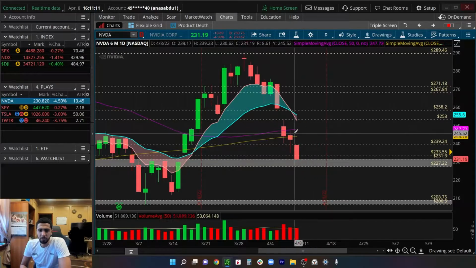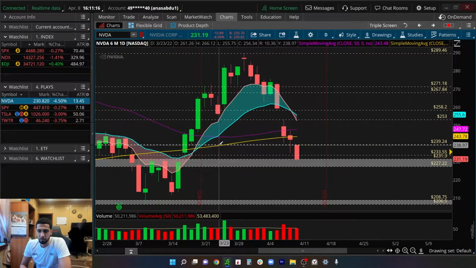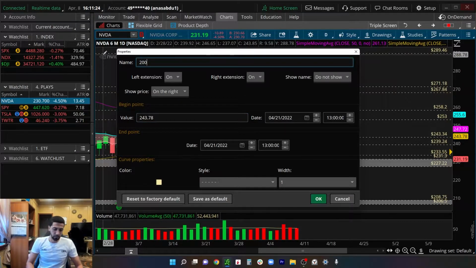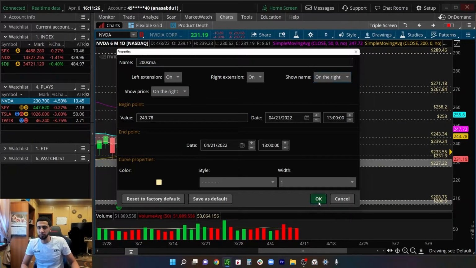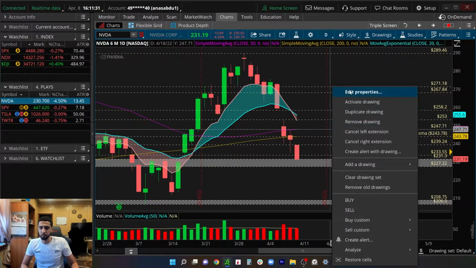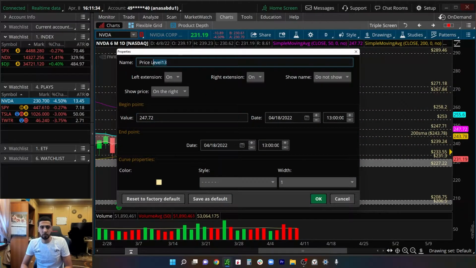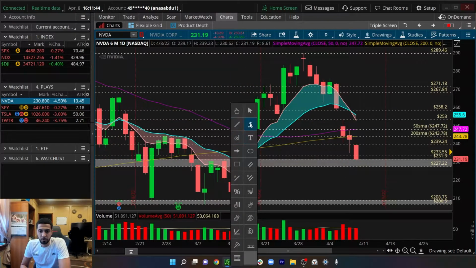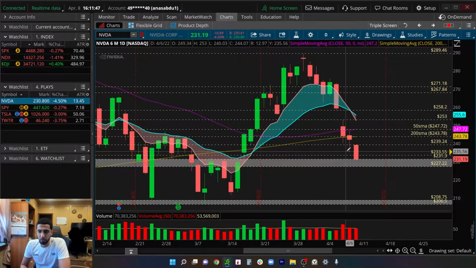Other key levels that I love watching are moving averages. So what I'll do is, if you have this right here, 243.78, that's my 200 SMA. I'll write it 243.78, and then I'll name it so I know what that level is from. And then the 50 SMA is also important. So you got 247.72, and that is the 50 SMA. Show name on the right. Boom. Now let's see if there's any highs or lows that are interesting.